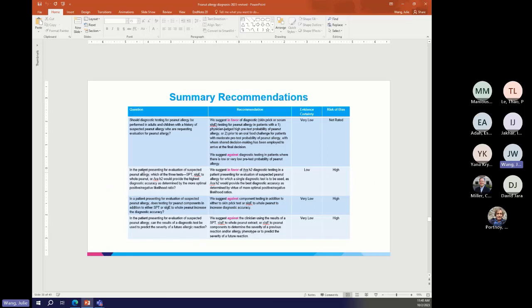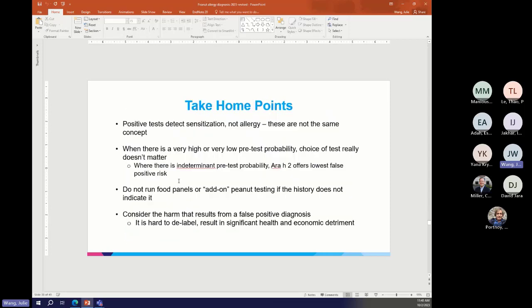So this is a summary of the recommendations for the different questions that were answered in this practice parameter. But the key take-home points are that positive tests, remember, detect sensitization, so whether there's IgE present or not, but does not always equate to allergy. These are not the same concepts.